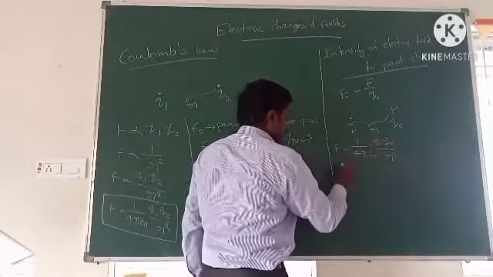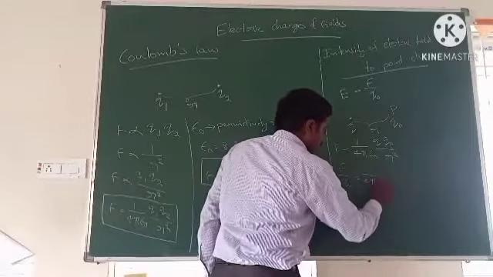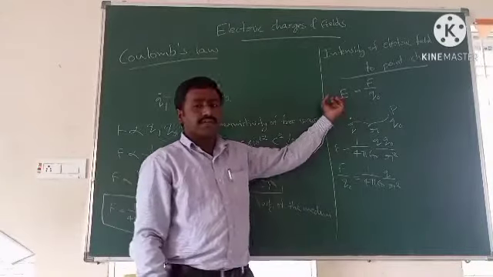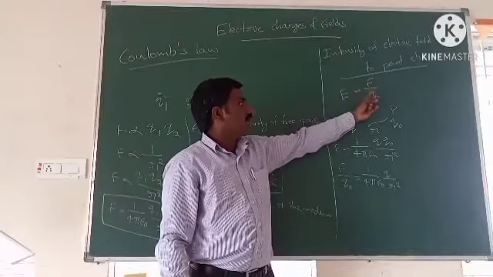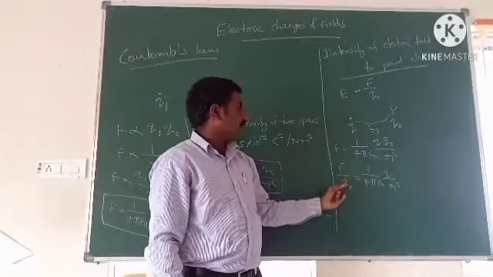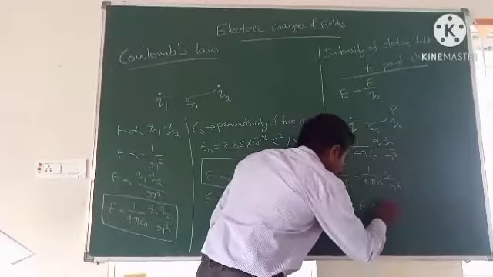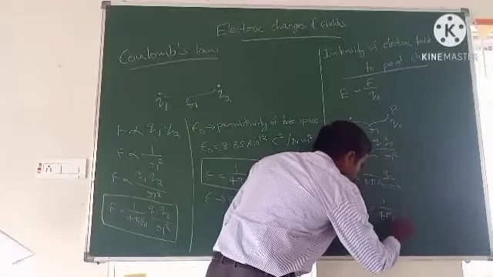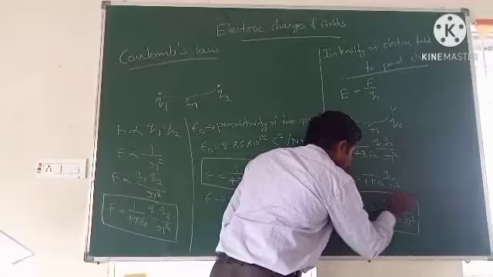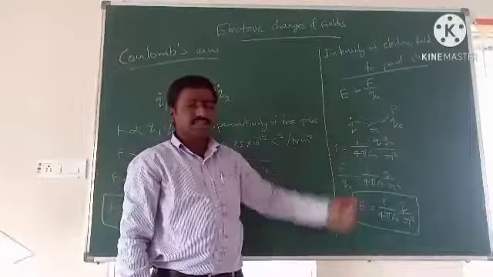Now, bringing Q0 to the left side, we get F by Q0 equals 1 by 4 pi epsilon naught Q by R square. But according to the definition of intensity of electric field, electric force per unit positive charge is intensity of electric field. So F by Q0 is nothing but E. Therefore, E equals 1 by 4 pi epsilon naught Q by R square. This is called intensity of electric field due to a point charge Q.